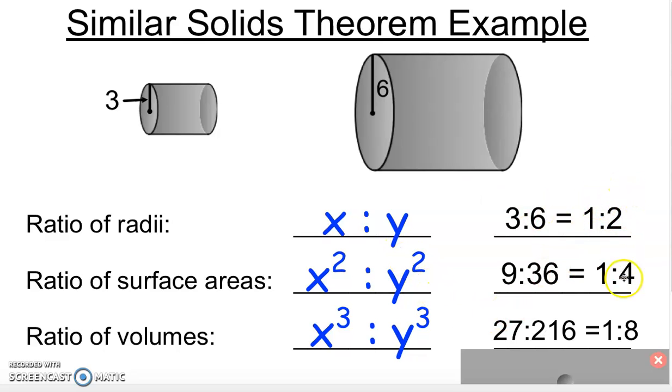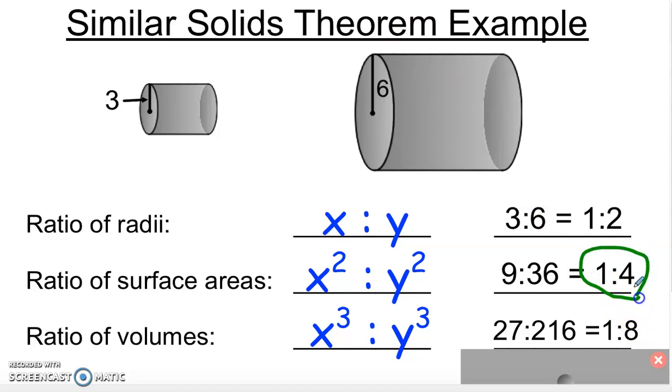Now, if you look at the scale factors here reduced, this is going to make sense. The scale factor is 1 to 2. When I take a look at the area, I square both numbers. 1 squared is still 1, so it doesn't look drastically different. But 2 squared is 4. So this scale factor here of 1 to 4 is actually squared. It's squared of 1 to 2.